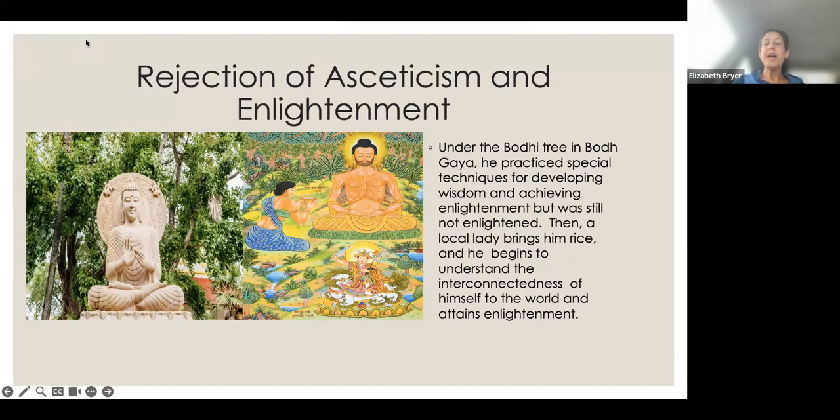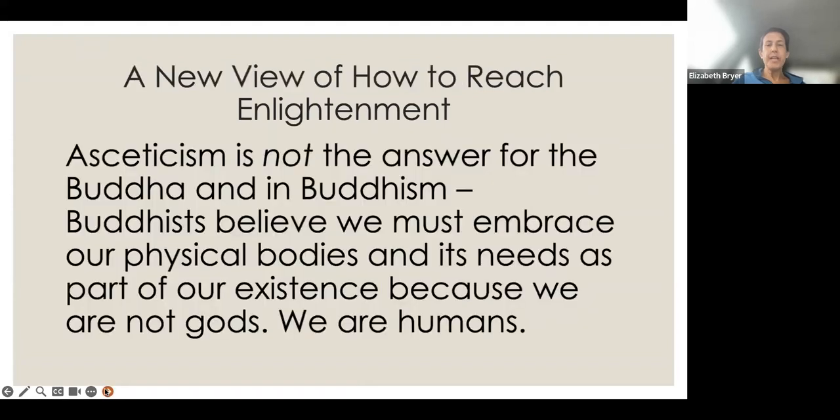And one of the ways that's commonly understood is that enlightenment doesn't come from denying the needs of our physical body, but embracing our humanness and embracing that because we have a human body, we need food and drink. And only when he embraces his body as a human being is he able to reach enlightenment. And he begins to understand the interconnectedness of himself to the world, and he attains enlightenment. So it's a new view of how to reach enlightenment. Asceticism is not the answer for the Buddha and in Buddhism. Buddhists believe we must embrace our physical bodies and its needs as part of our existence because we are not gods, we are humans.